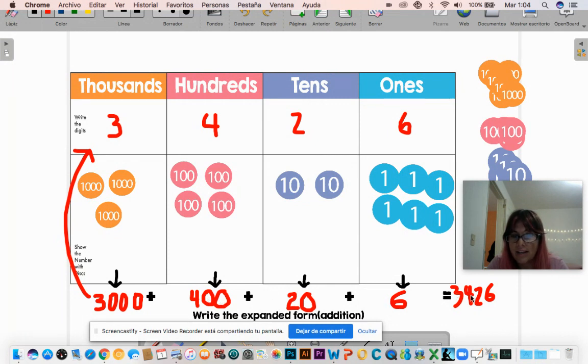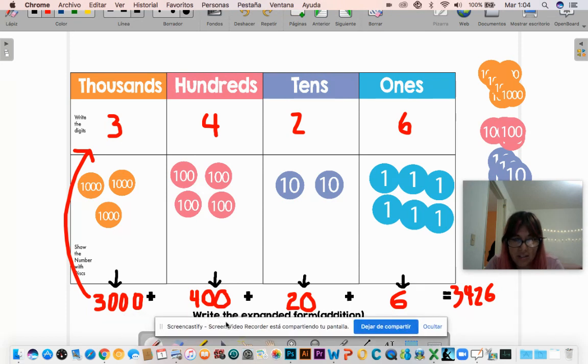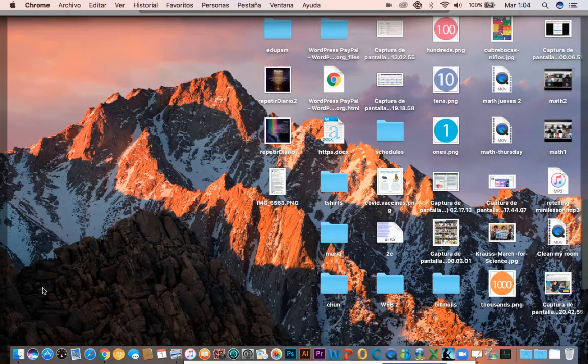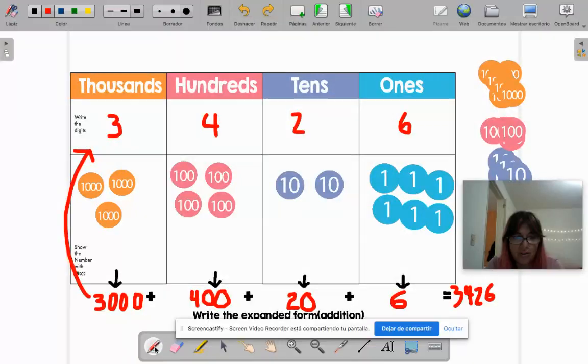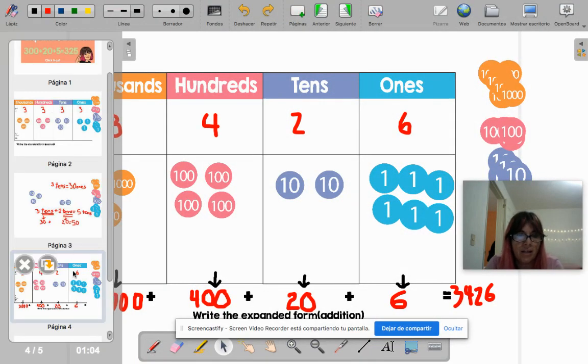3,426. That's what we put here all together again in standard form. The addition is stretched. The answer is the normal short number because we are adding, okay? 3,426. This was the first time ever you see it. Let's do another example. So let's go to the next slide.